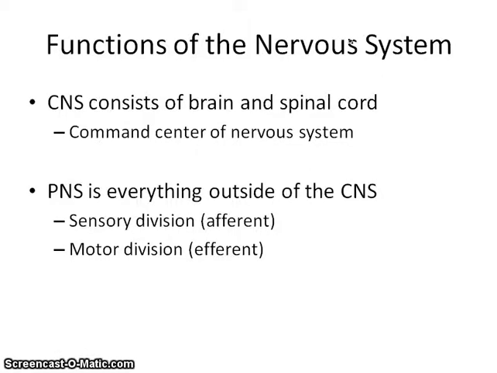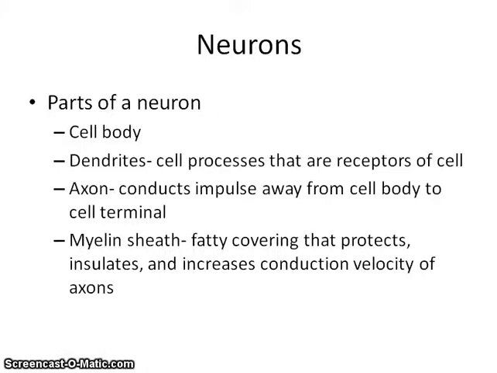One is the sensory division, so that's sensing things from the outside world, and the motor division, which is your brain telling your body how to respond to those senses. So from the very beginning, the cell of the nervous system is called a neuron. It's very specialized. It has three main parts: the cell body, the dendrites, and the axon.